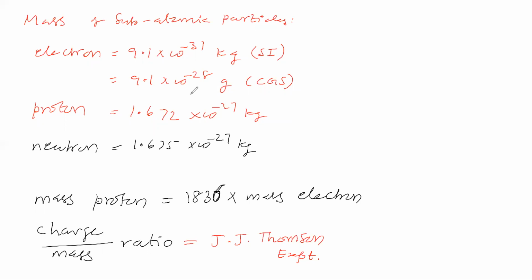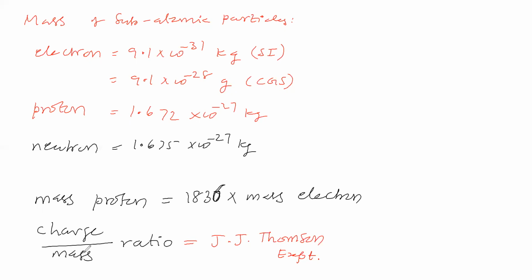So charge of electron is determined from Mulliken's oil drop experiment. Charge by mass ratio is determined from J.J. Thomson experiment. Using charge magnitude and charge by mass ratio, what can we find? Mass of electron, we can find it. So, using J.J. Thomson experiment, we are getting charge by mass ratio.